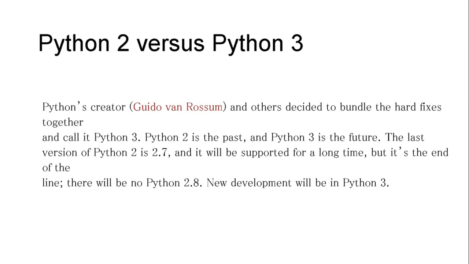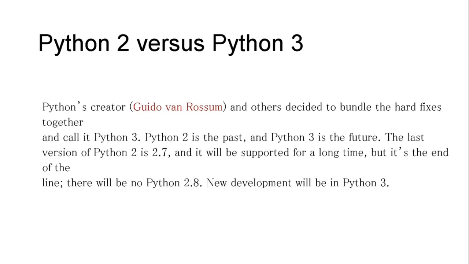In computer languages, as in many other areas, some mistakes are cosmetic and easy to fix, whereas others are hard. Hard fixes are incompatible. New programs written with them will not work on the old Python system. An old program written before the fix will not work on the new system. Python's creator and others decided to bundle two hard fixes together and call it Python 3. Python 2 is the past and Python 3 is the future.